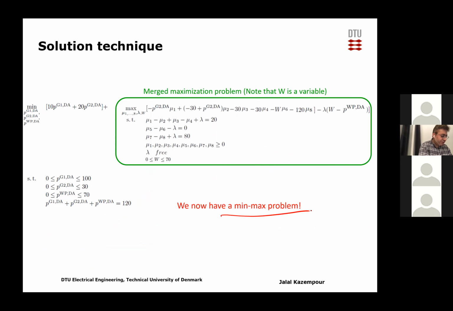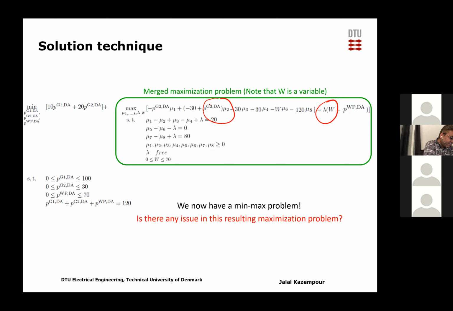Now we have a min max problem. Is there any issue here? Check the objective function. Remember, now W is a variable in the green box. Do you see any problem? Yes, we have the product of variables here. W is a variable, lambda and mu are variables. So we have bilinear terms. Now our maximization problem is not an LP, it has a bilinear term.